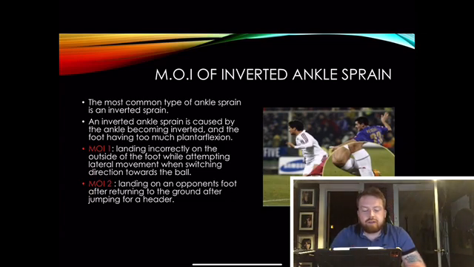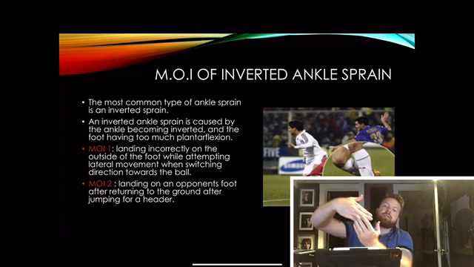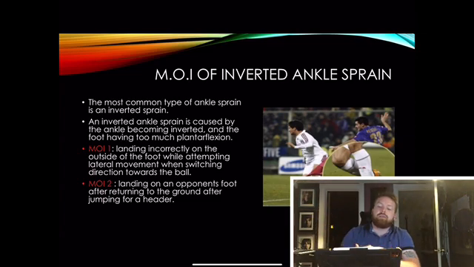So moving on, the mechanism of injury in an inverted ankle sprain. I listed that the most common type of ankle sprain is an inverted sprain. That's when the foot moves medially in towards the body. It's much more common because that's the way the joint is more apt to turn when your foot is landing wrong or landing on somebody else's foot. External rotation of the foot is much less common. An inverted ankle sprain is caused by the ankle becoming inverted and the foot having too much plantar flexion. So when your toe gets stuck down and inverts at the same time, generally the worse that is, the more severe the sprain is.